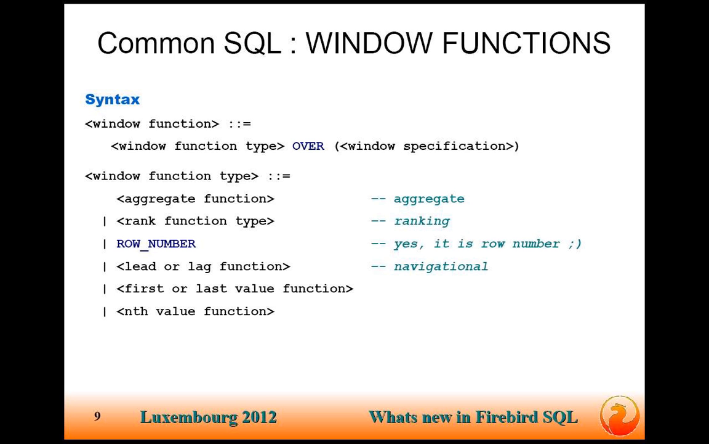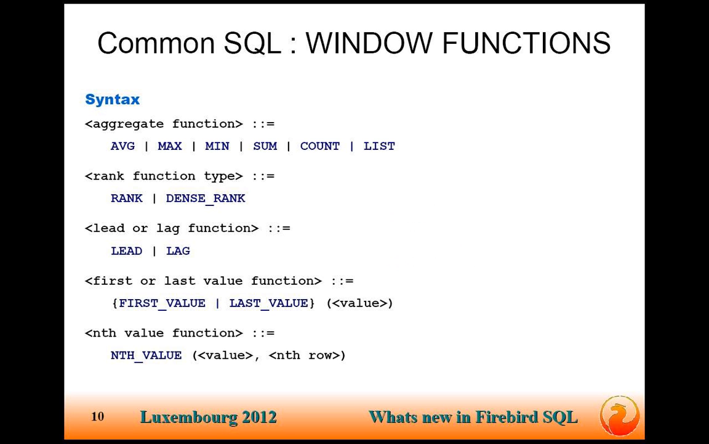Specification of a window function consists of two parts. The first part is the window function type. It represents the function itself, which function you want to use. And the OVER clause specifies over which part of the result set, or the whole result set, this function should be applied. There are a few types of window functions. There are aggregate functions, rank functions, lead and lag functions, and so on. Philippe will speak about it in more detail. I will show just a few of them.